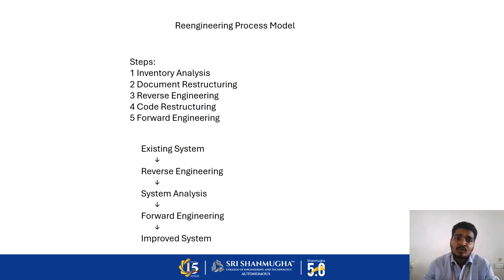Next are the re-engineering process models. They have five steps: first the inventory analysis, then document restructuring, reverse engineering, code restructuring, and forward engineering. These are the five methods. The existing system is the existing model, and the proposed model is for the current generation. Reverse engineering works out what kind of alterations we can make in the old software. The system can analyze the new kinds of methods. Forward engineering goes to the improved system in the engineering process model.